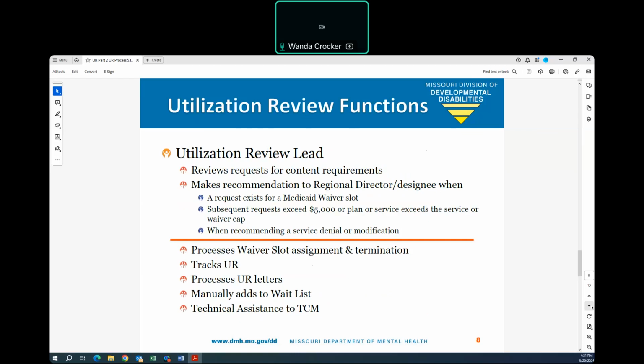Typically, although right now we don't have a wait list to qualify, people do have to show up on the list and then be given a slot and removed from the list. It's just one of the ways that we track how many people were assigned a slot, not that there is currently a wait list, just to clarify. And then, of course, all of the technical assistance that they provide to the TCM entities.